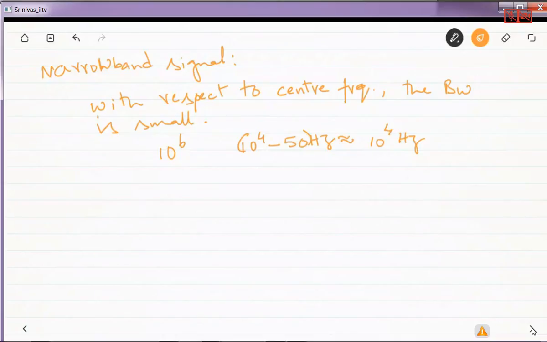So the bandwidth is smaller compared to the center frequency. That's how we changed a wideband signal, which is from 50 Hz to 10 power 4 Hz, to a narrowband signal. So this purpose of narrowbanding is also possible with frequency translation, right? I hope this is clear.